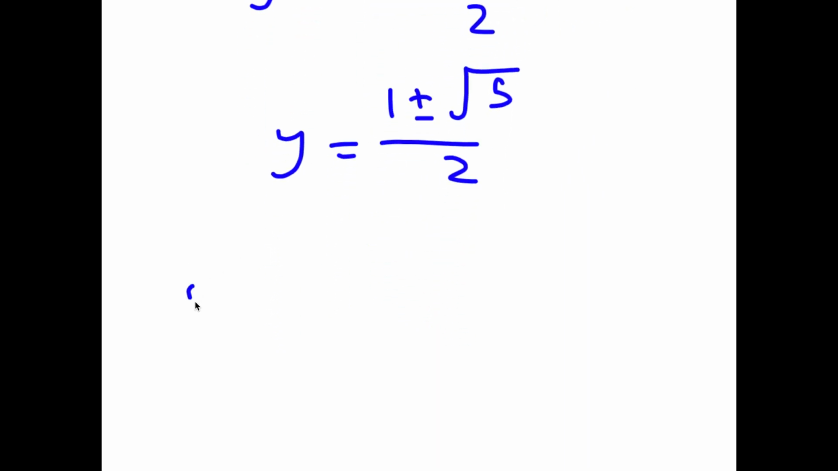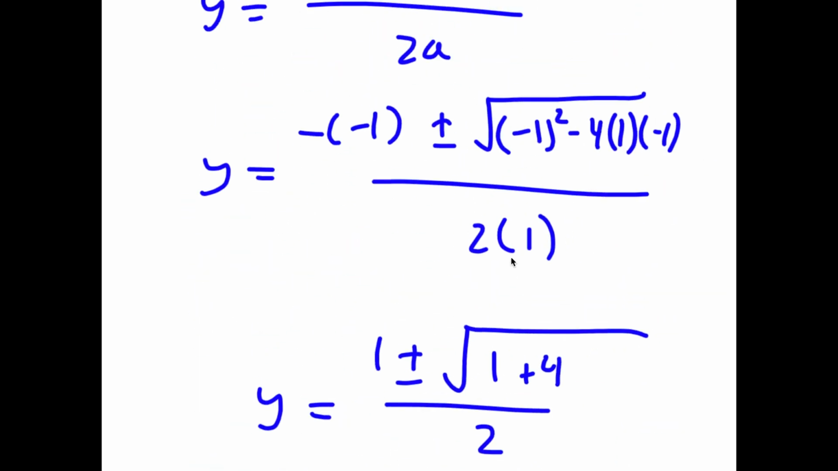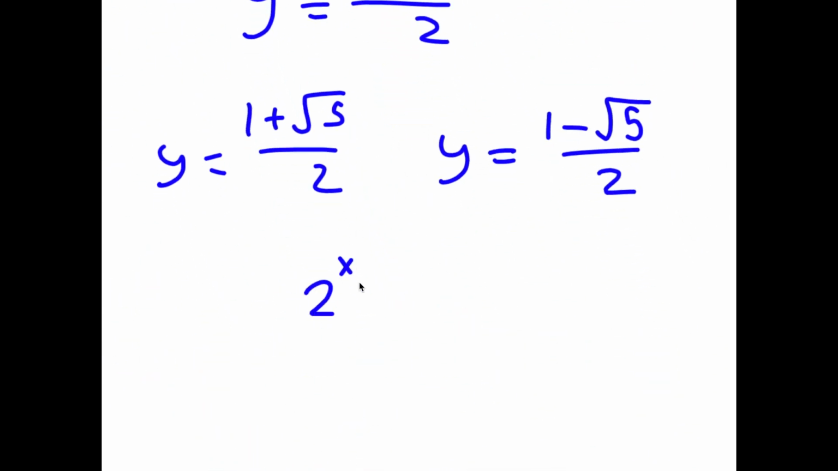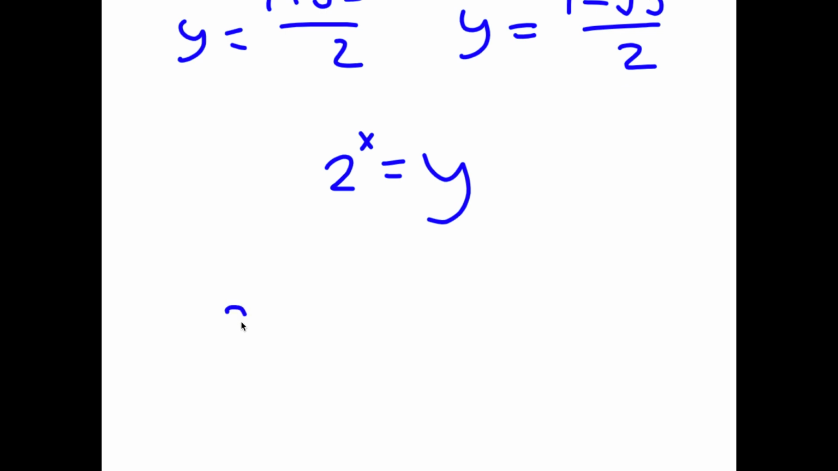So y is equal to (1 plus the square root of 5) over 2, and it's also equal to (1 minus the square root of 5) over 2. Now remember how we set 2 to the power of x equal to y. So if 2 to the power of x is equal to y, and we already have two values of y here, then we can simply set these equal to each other. So first off, I have 2 to the power of x is equal to (1 plus the square root of 5) over 2.